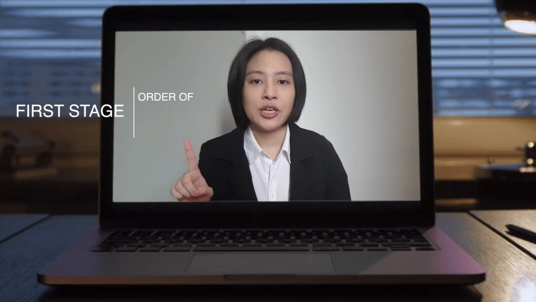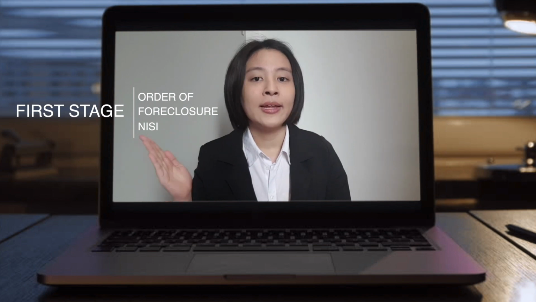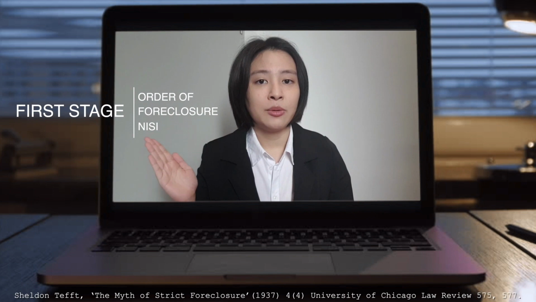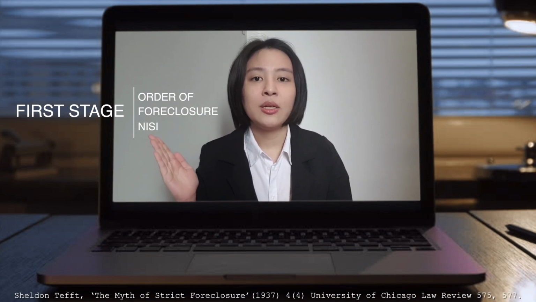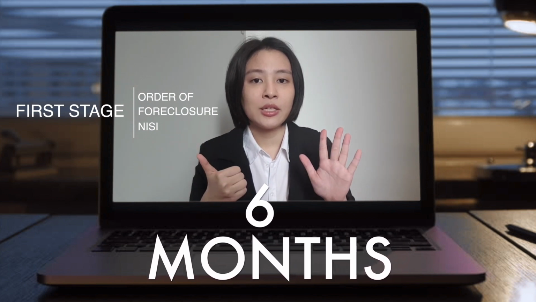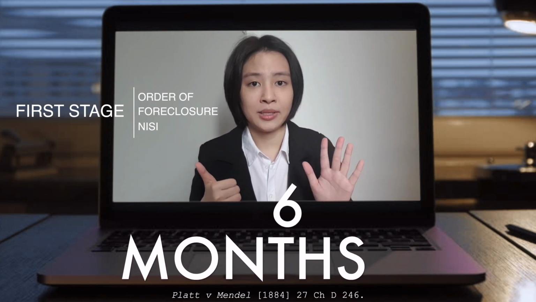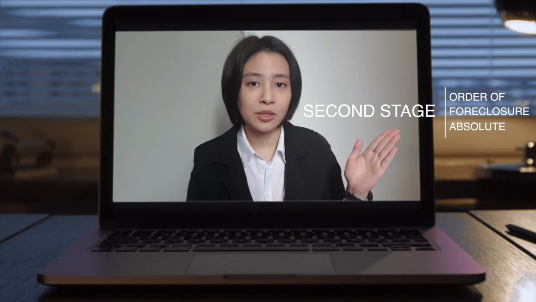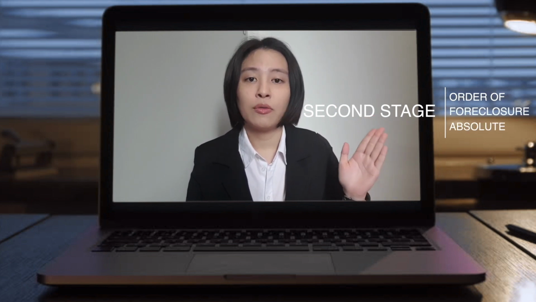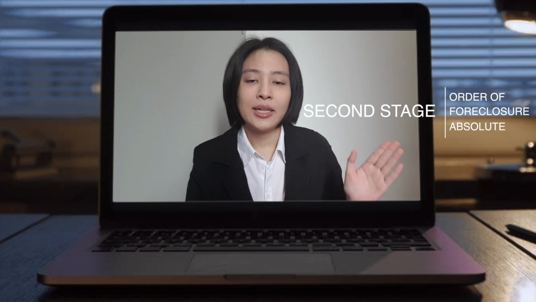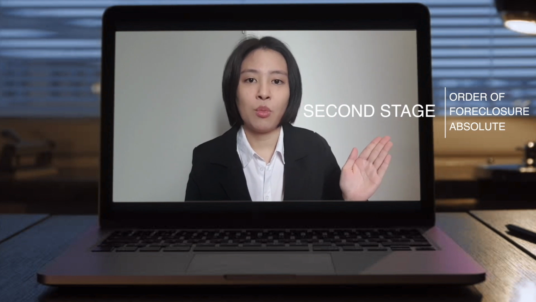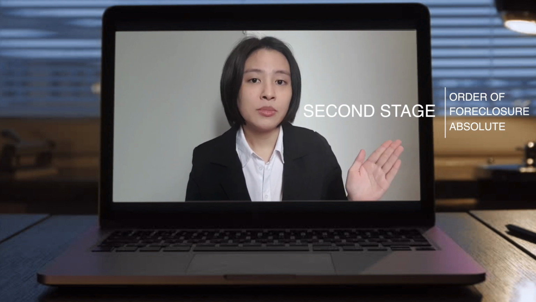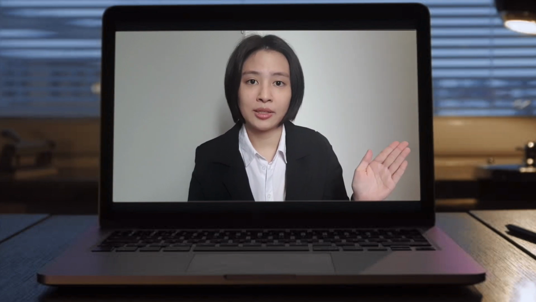The first stage is an order of foreclosure nisi that provides the mortgagor with the last chance to pay back the money borrowed from the mortgagee within the period of time specified by the courts, usually 6 months according to the case of Platt and Mandel. The second stage involves an order of foreclosure absolute that vests the ownership of the mortgagor's property in the mortgagee as a result of the mortgagor's failure to avail himself or herself of the last chance.